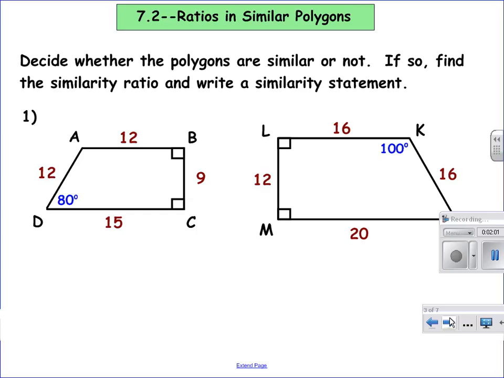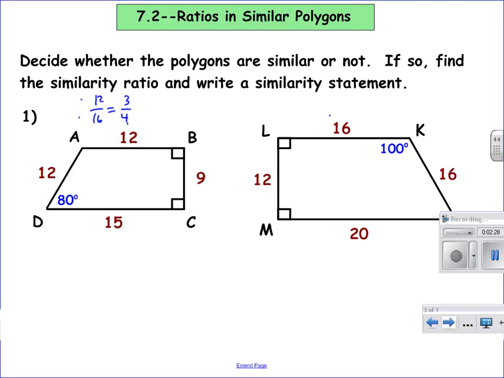Now, this figure here basically asks, are they similar? Make a similarity statement if they are. So I have to look here. 12 is to 16. Does that simplify to 3 over 4? It does. 4 goes into 12 three times, and 4 goes into 16 four times.